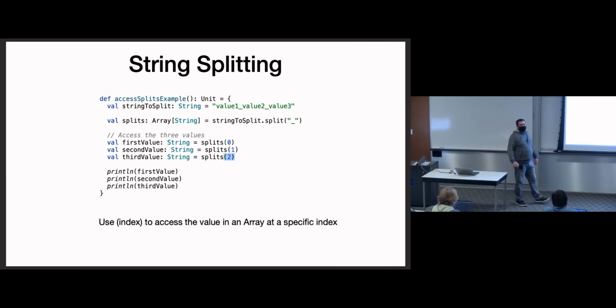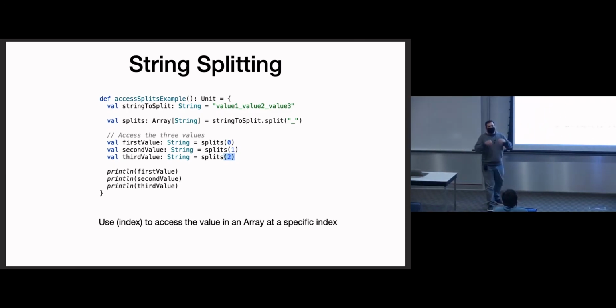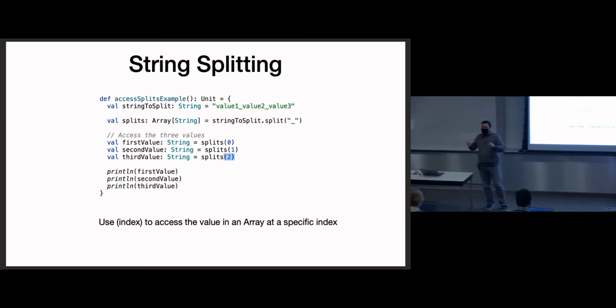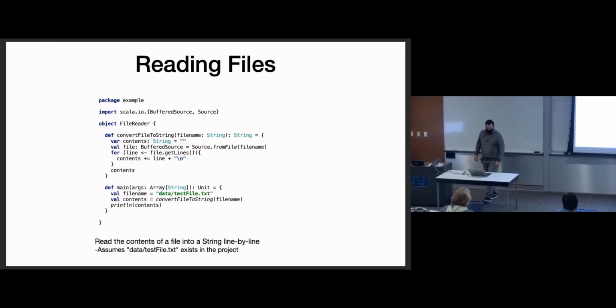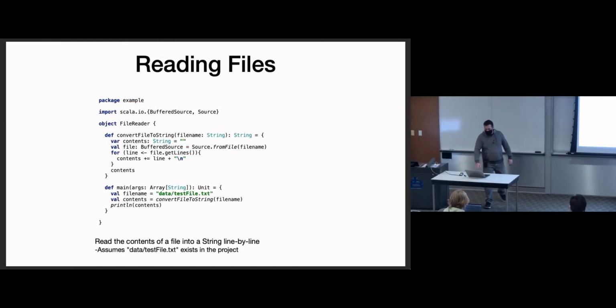So for task 1, you'll read your lines of the file one at a time, take the line, split it on the hashtag, and do splits of 0 if you want the country name, splits of 1 to get the country code. Which brings us to reading files. Man, there's so much in this lecture.